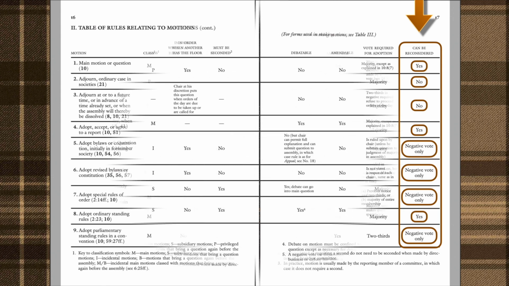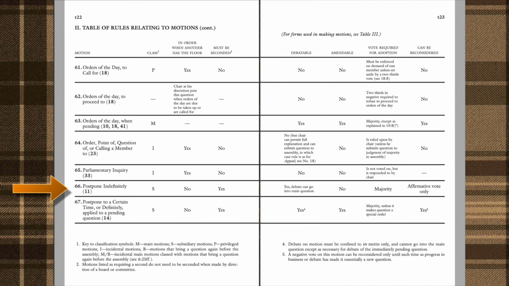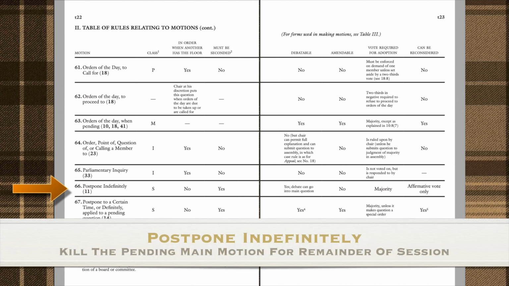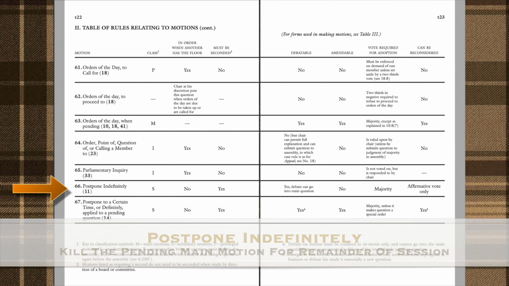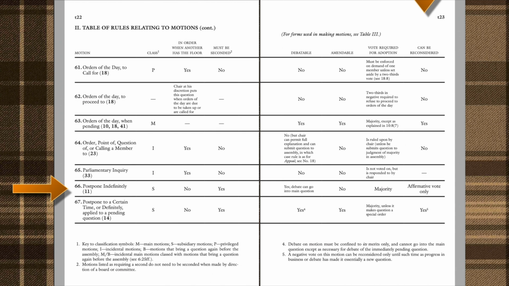If we flip to the motion to postpone indefinitely, which proposes to kill the main motion for the remainder of the session without taking a direct vote on the main motion itself, we see a unique entry. Under the column of Can Be Reconsidered, this is the only motion where you will find the entry Affirmative Vote Only.